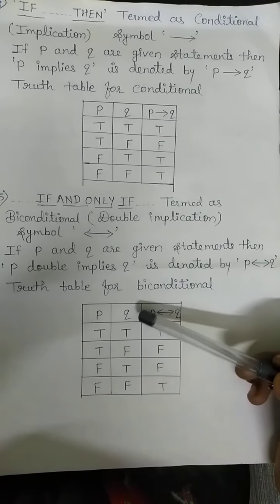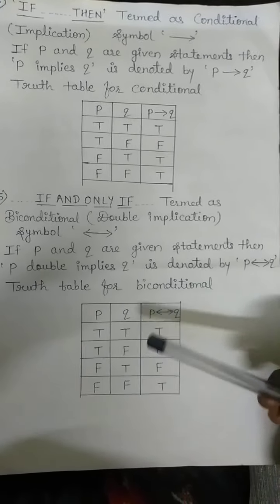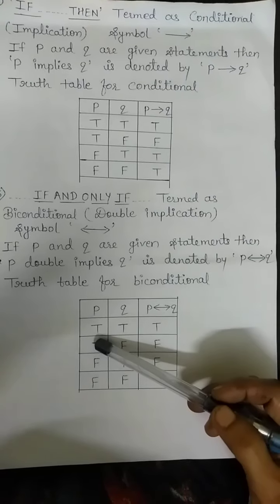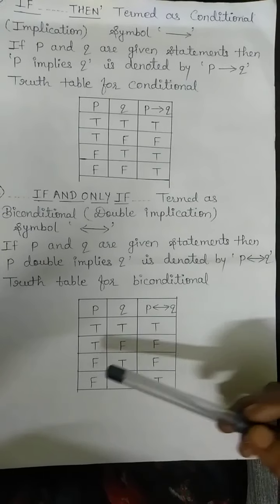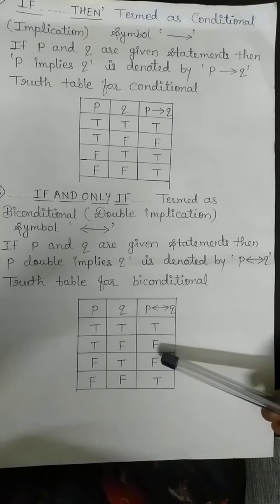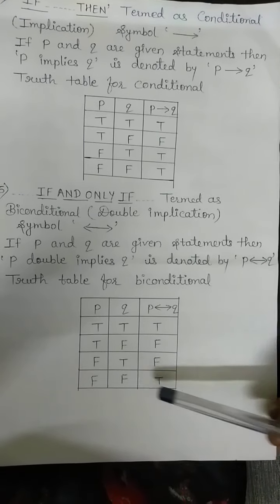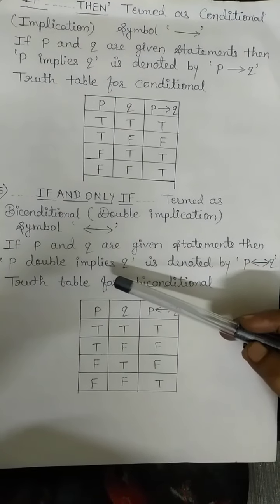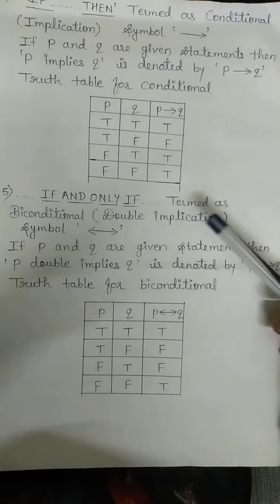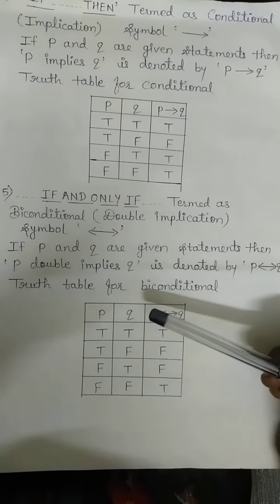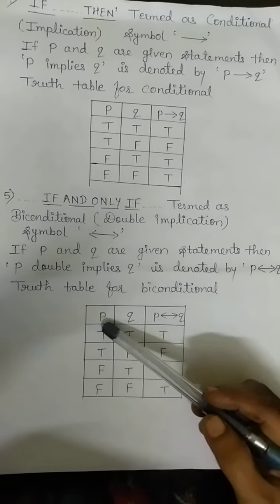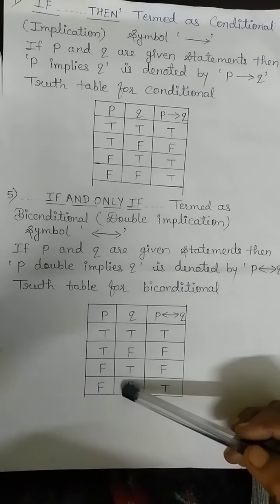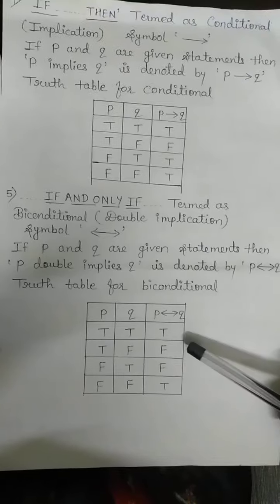By considering all the possible values of P and Q, we get when both the statements are true, then true. First is true, second is false, then false. First is false, second is true, then false. And when both are false, then true. Here double implies means first statement implies second statement and second statement implies first statement. And therefore, when both are true, then only answer is true, or both are false, then only answer is true. Otherwise, answer is false.